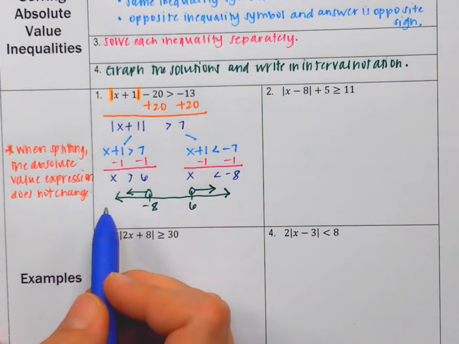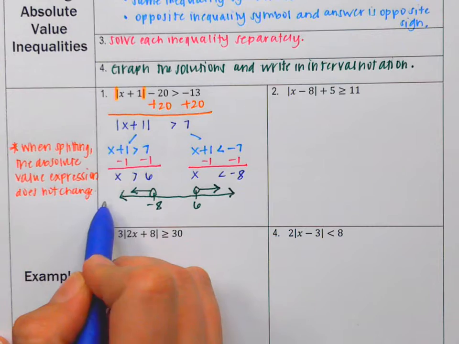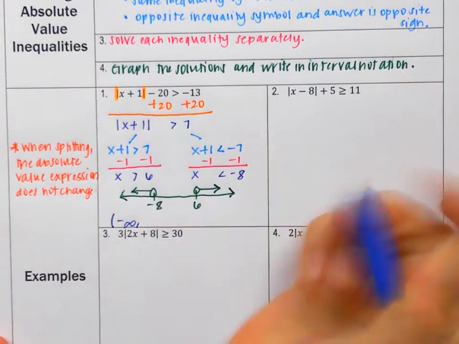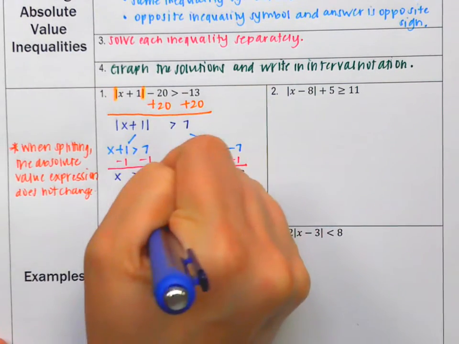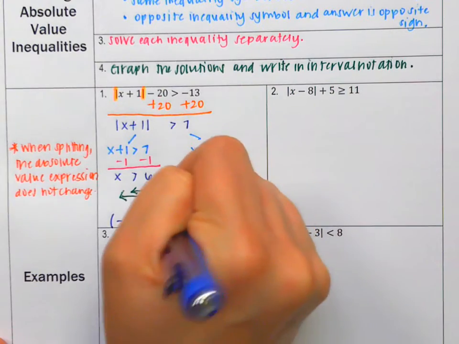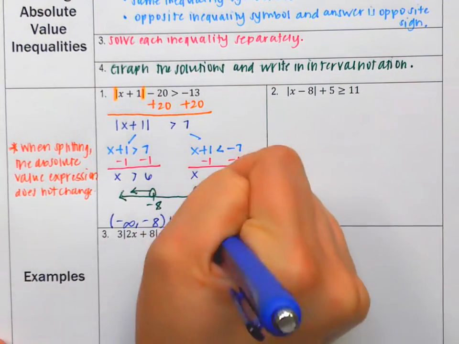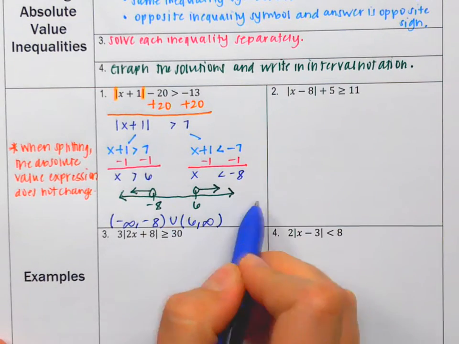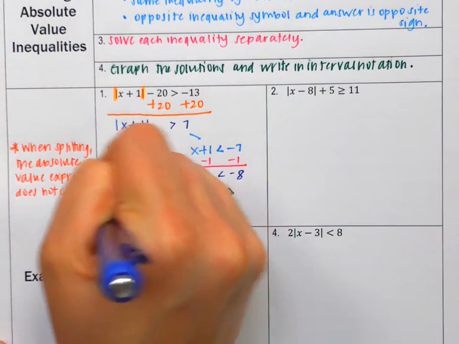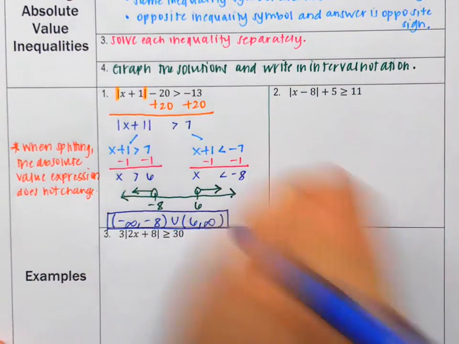So I use my graph. I look at it from left to right. So we're going in the negative direction forever. So that's negative infinity to -8. Parentheses because it's an open circle. There's a gap, so union. Parentheses because it's an open circle. And then 6 to infinity because it's going on in the positive direction forever. And that is my final answer. And that is how you solve an absolute value inequality.